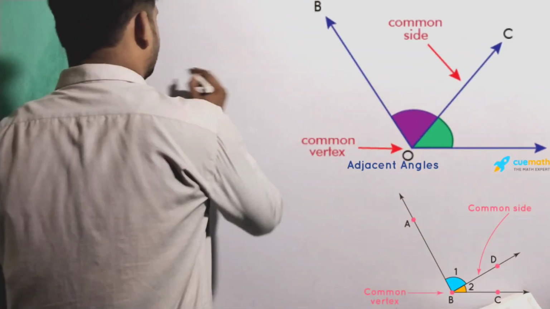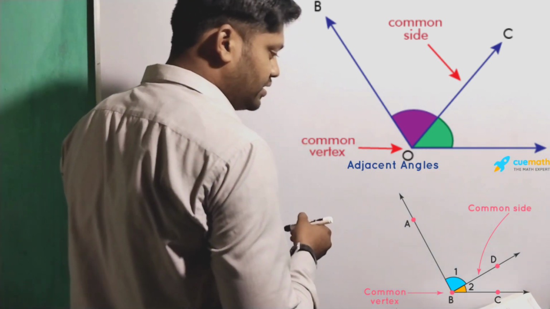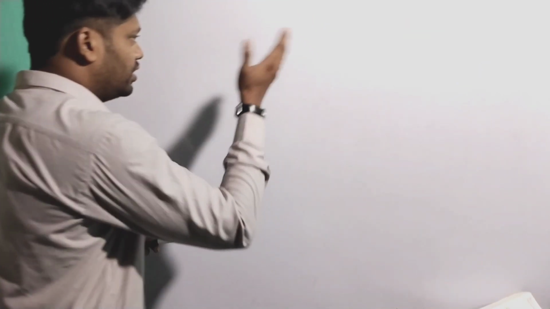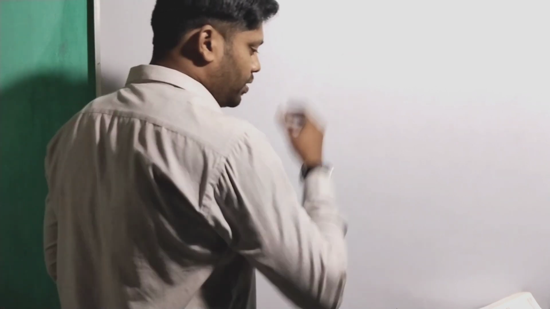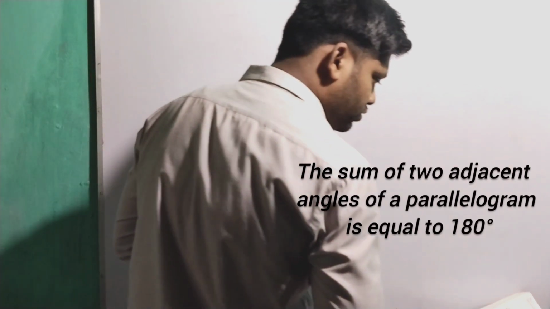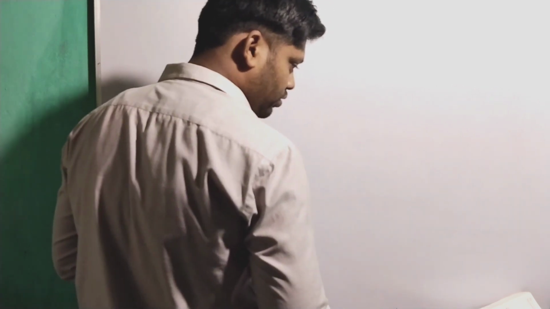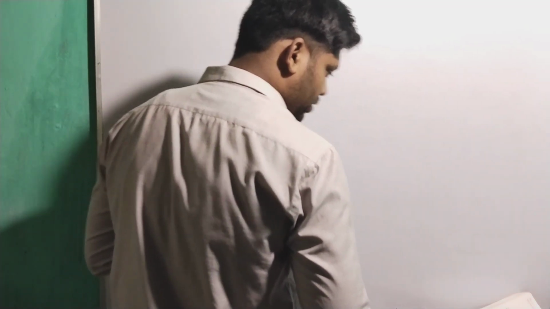Sometimes they will write it as the sum of the angles is 180 degrees, or the sum of adjacent angles is supplementary, because there is a property. What does it say? It says that when you add two adjacent angles, they will give you 180. Now our work is, as they are saying parallelogram, let us prepare a parallelogram.